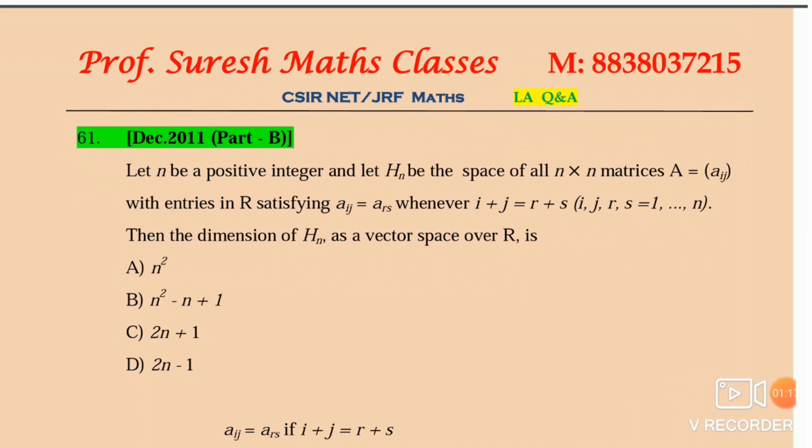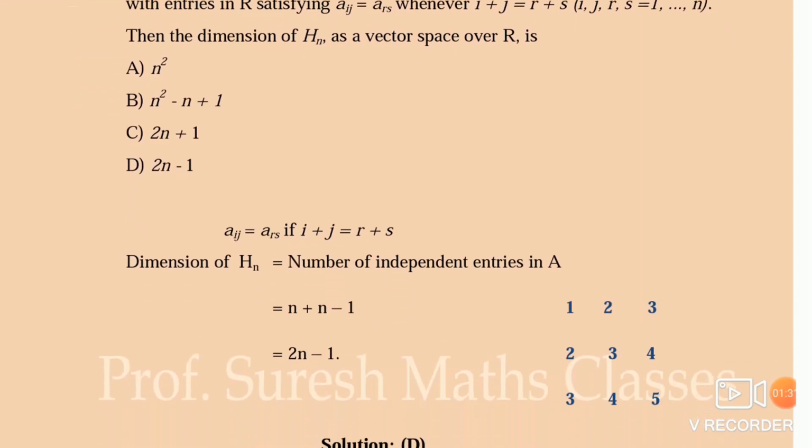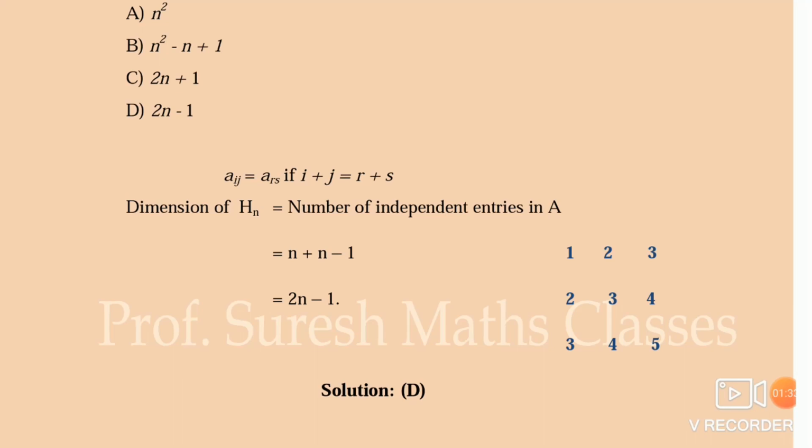ஃப்ரீ என்ட்ரிஸ் means our choice. By our choice we can put any number. They are called free entries. So free entries என்றால் நம்ம இஷ்டத்துக்கு என்ன நம்பர் வேணாலும் போட்டுக்கலாம், எந்த எலமெண்ட் வேணாலும் இருக்கலாம். அப்போ எப்படி கண்டுபிடிக்கிறோம்? So dimension of Hn equal to, this is the shortcut method, number of independent entries in A.